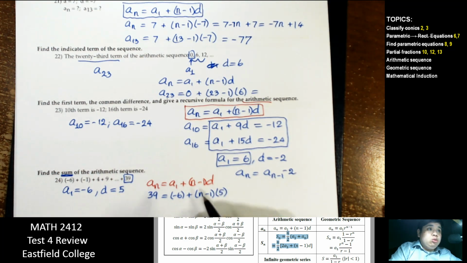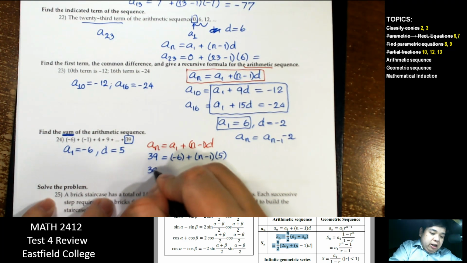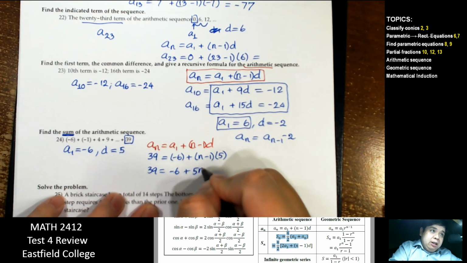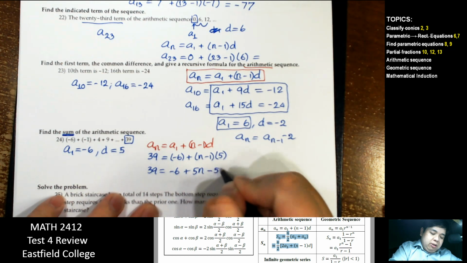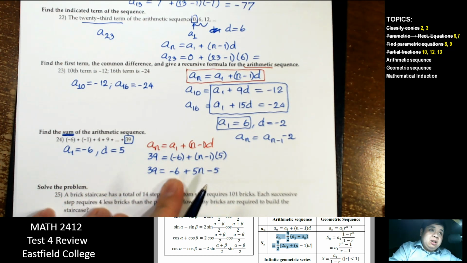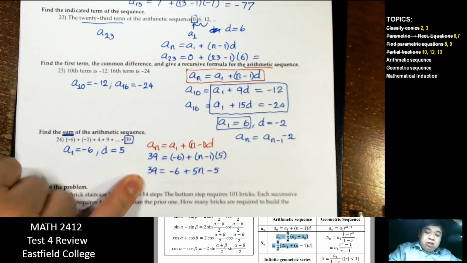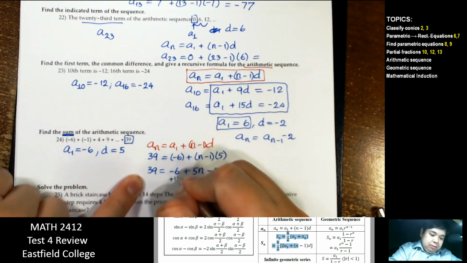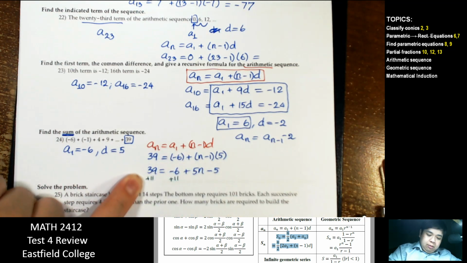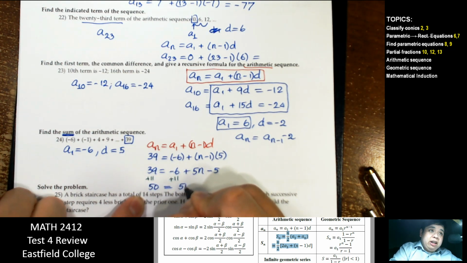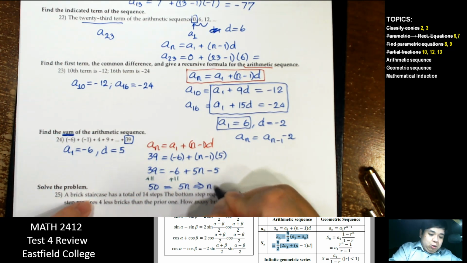Multiply it out. 39 equals -6 plus 5n minus 5. Minus 6 minus 5, that's minus 11. Add to the other side. So we have 50 equal to 5n. So n equals 10. So we have a total of 10 terms.